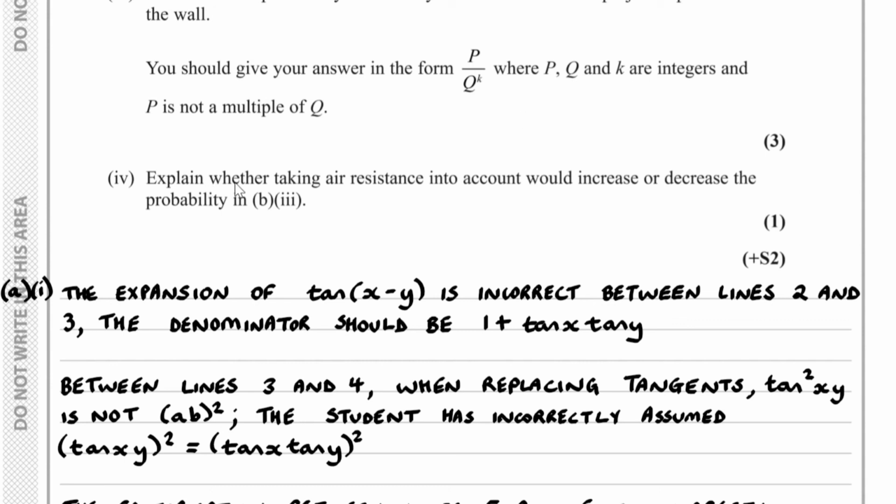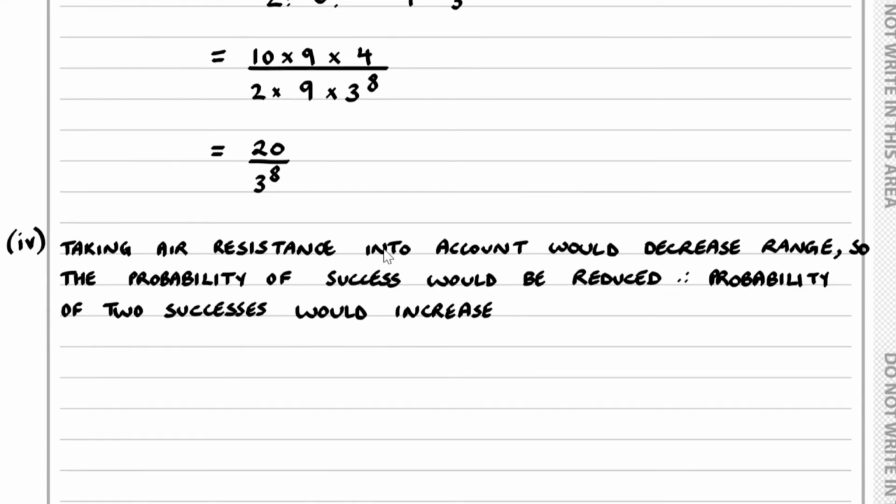For the fourth part, we have to explain whether taking air resistance into account would increase or decrease the probability in the third part of part B. Well, taking air resistance into account would decrease the range, so the probability of success would be reduced, so the probability of 2 successes would increase.